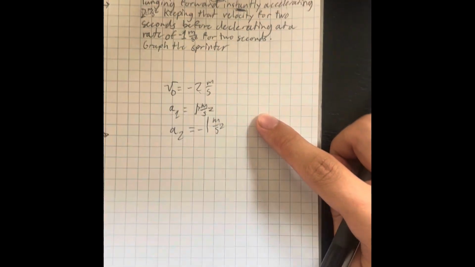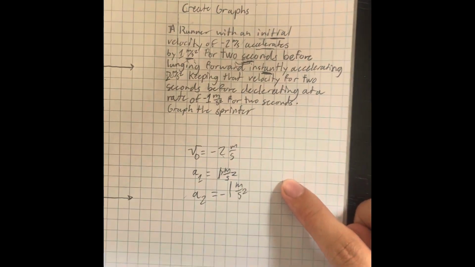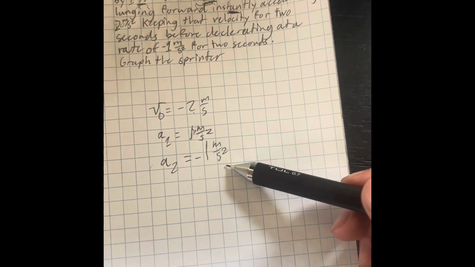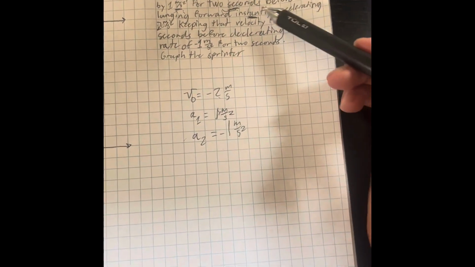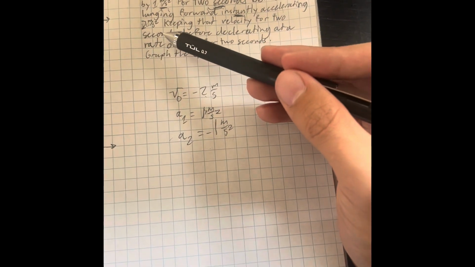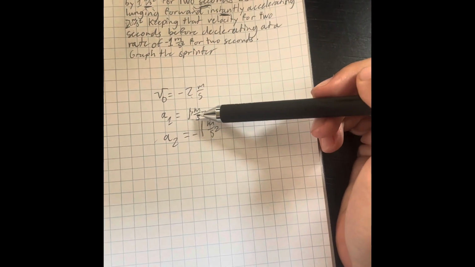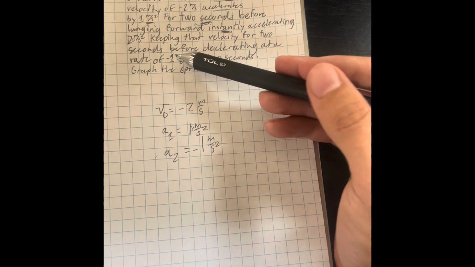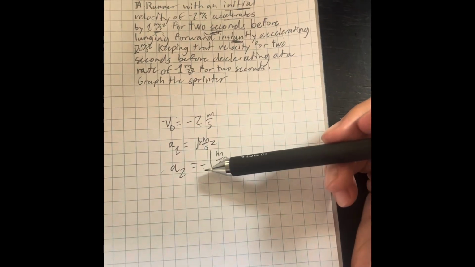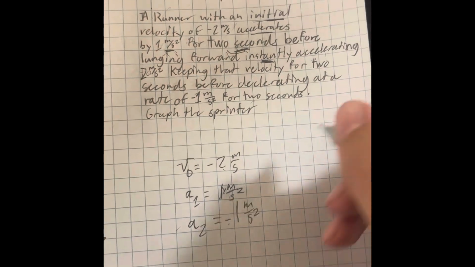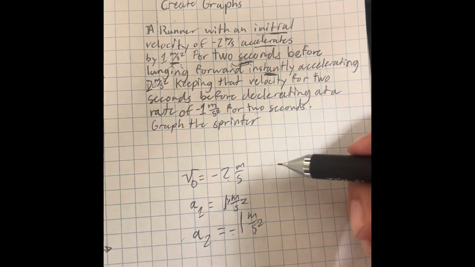Your v0, which is -2, this is where you start at. Your acceleration for 2 seconds, which is 1 meters a second squared. And then your second acceleration, which is a deceleration of -1 meters a second squared. And of course, you have your instant acceleration of 2 meters a second, and how long they keep these values: 2 seconds for the first acceleration, 2 seconds for keeping the velocity, and another 2 seconds for the second acceleration. You might see already where this is ending up, but I'm just going to explain it anyway.